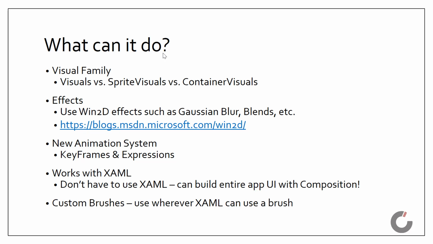We can also use a lot of effects that has previously been missing from UWP XAML. We can do Gaussian blurs, we can do blends, and so on and so forth. We're actually leveraging a lot of capability that's been exposed up by Win2D, which is another project from Microsoft that you can read up on in this blog entry here, blogs.msdn.microsoft.com, Win2D. They also have a GitHub repository where all of the code is placed out, and I'll have a link to that repo at the end.